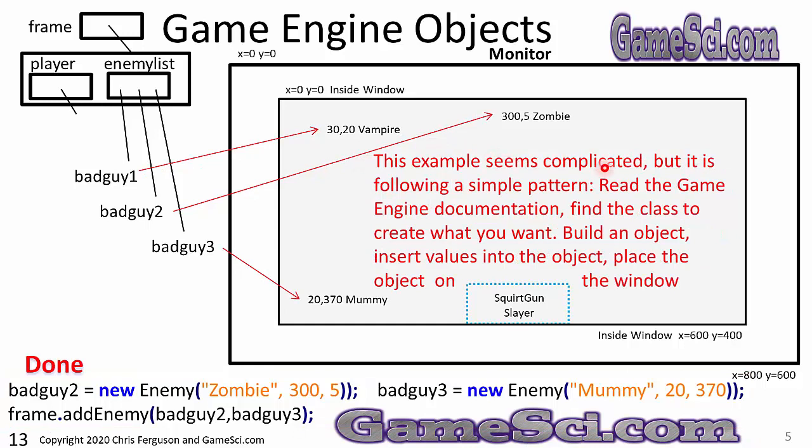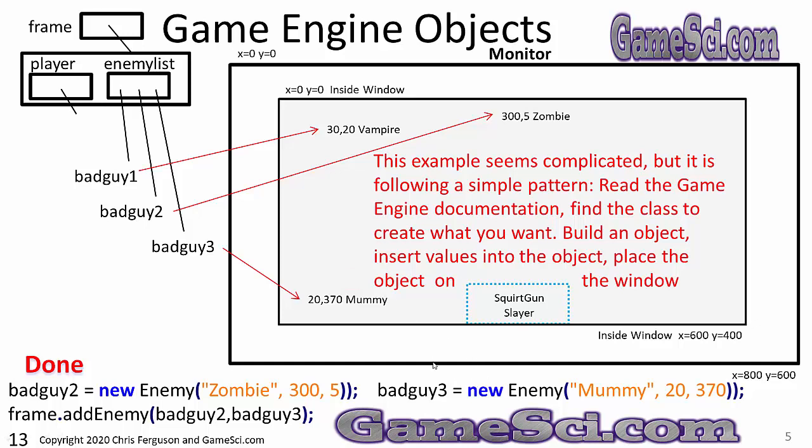This example might seem complicated, but it is following a simple pattern. You read the game engine documentation. You find the class to create what you want, you build an object, you insert values in the object, and you place that object on the window. That's about it. I build a window object, I set the values in it, and I say show the window on the screen. Then I start building characters. I build their objects, I put values into their objects, and I insert them on the window, and boom, the game engine does the rest.